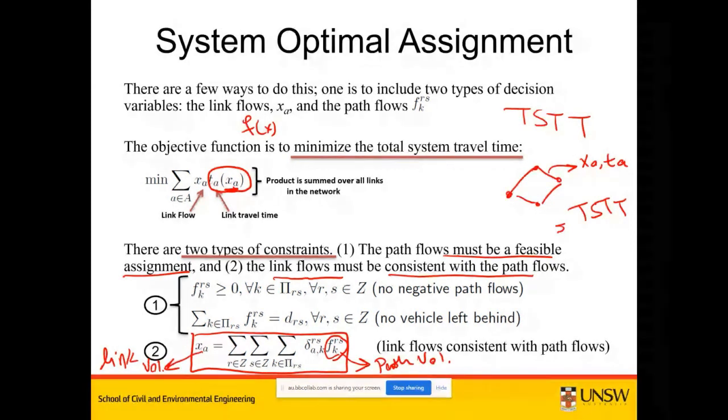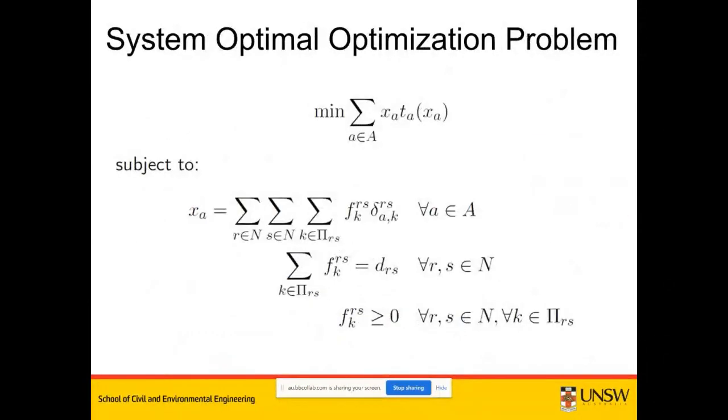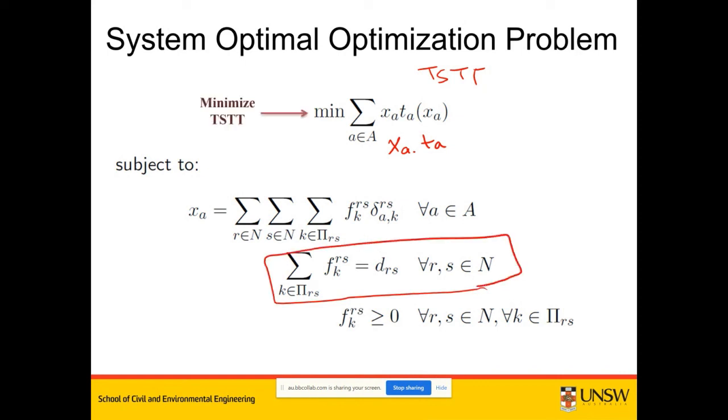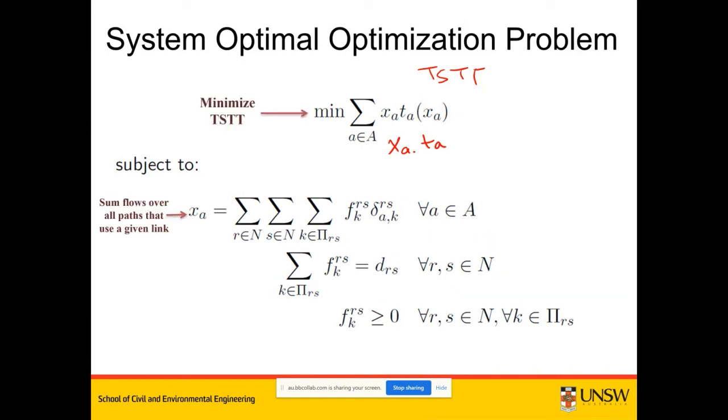So, subject to these constraints. Now if I want to put it into an optimization format, this is how system optimal optimization looks like, where we want to minimize the TSTT, the summation over all the links of XA multiplied by TA, and this ensures demand conservation. This is demand. Actually, I have it written here, so I don't have to rewrite it.